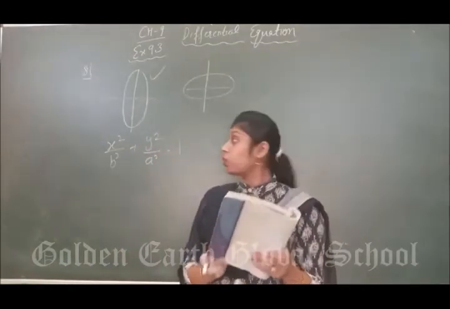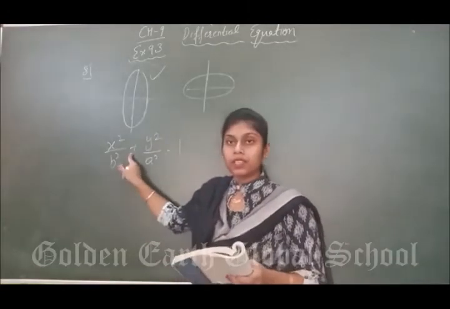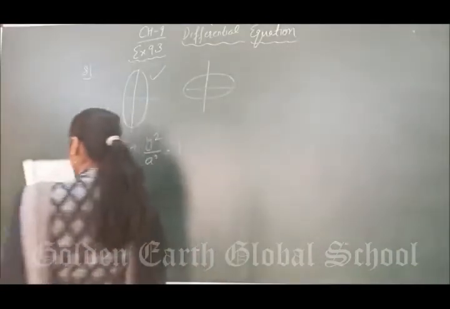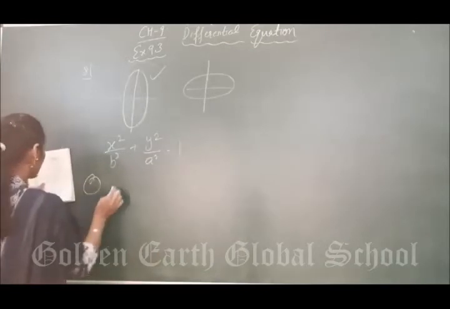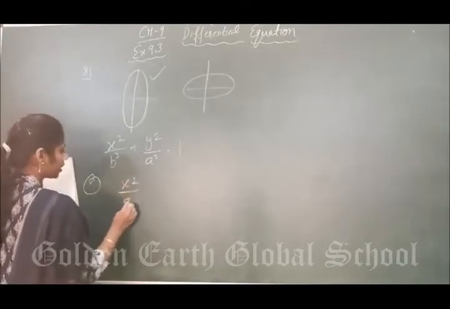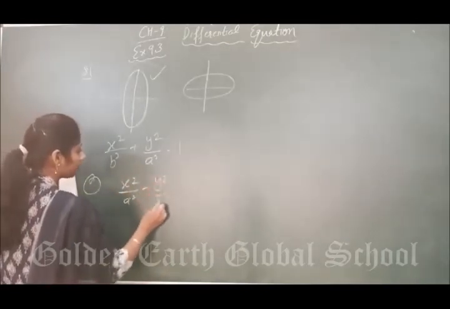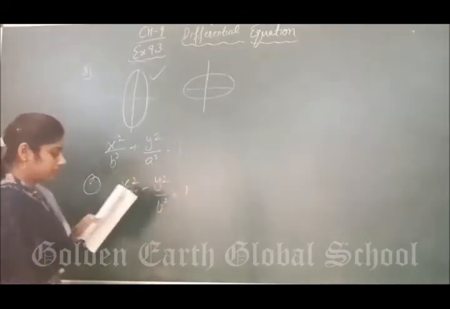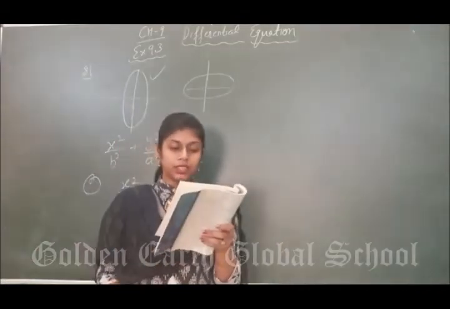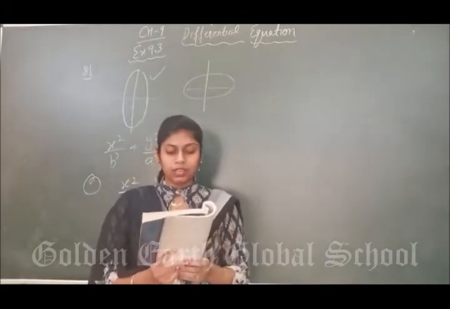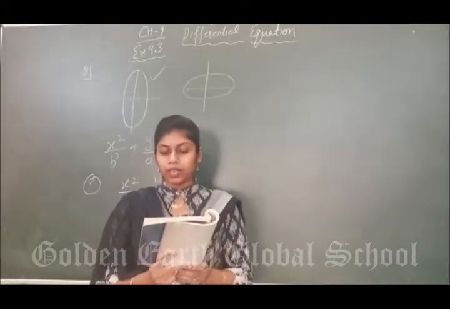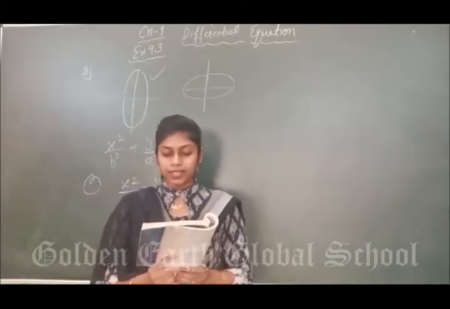Same in the hyperbola, there will be a minus sign. In 9th question, the equation will be x square upon a square minus y square upon b square equals 1. Clear? Last question, 10th: form a differential equation of a family of circles having the center on the y-axis and radius is 3.